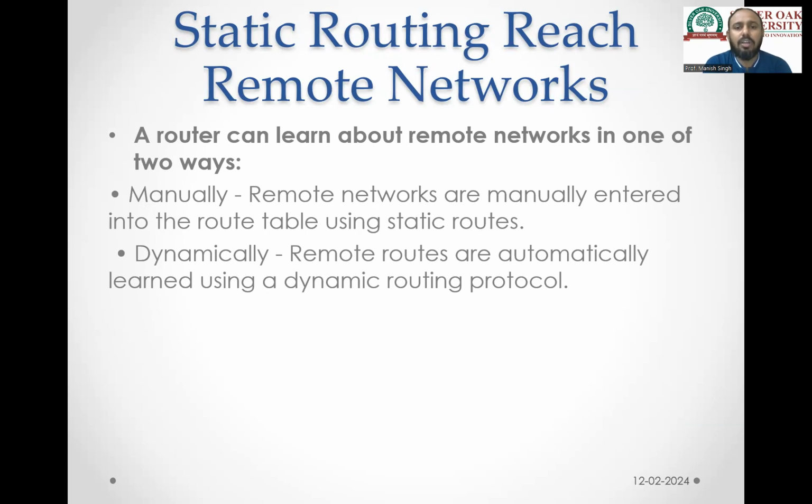Static routing reaches remote networks. How does static routing work? A router can learn about remote networks in one of two ways. The first one is manually, the second one is dynamically. In manual routing, remote networks are manually entered into the route tables using static routes. Dynamically, remote routes are automatically learned using a dynamic routing protocol, which can be understood with the help of practicals in the next slides.